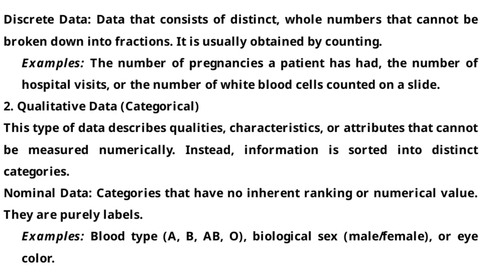Now, qualitative data, or categorical data, is different. It's about qualities or characteristics that don't have numbers. Instead, we sort information into categories. For example, blood type or eye color. These categories don't have a ranking, they're just labels.